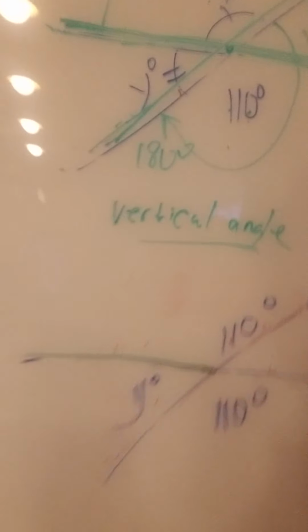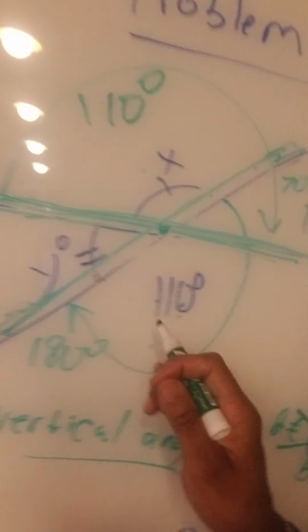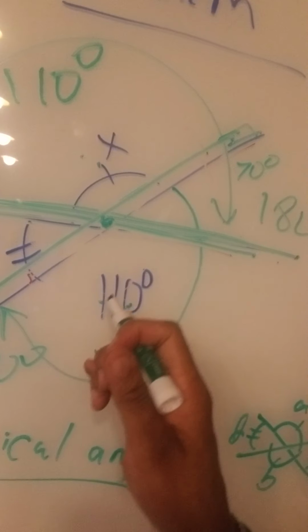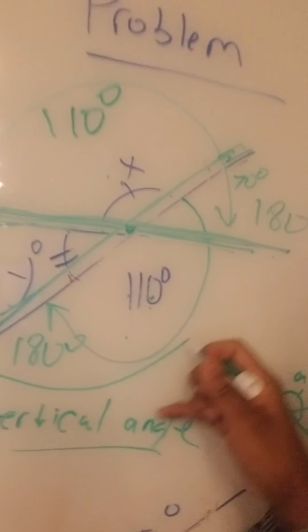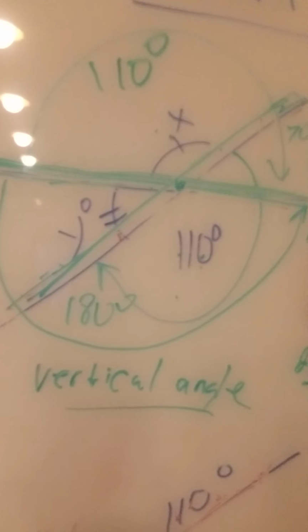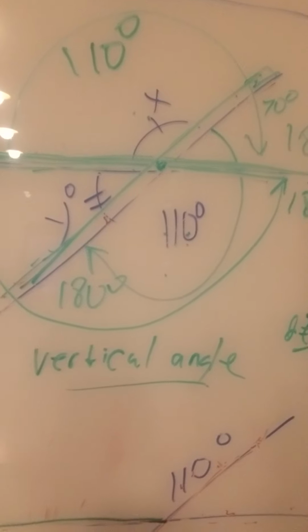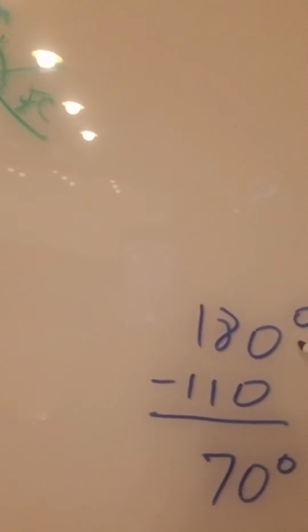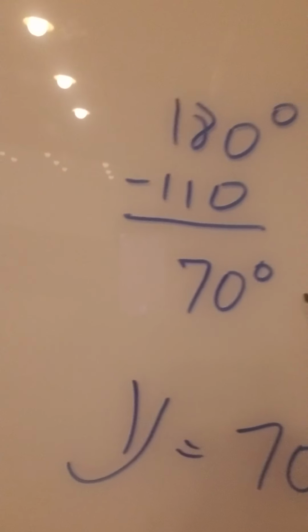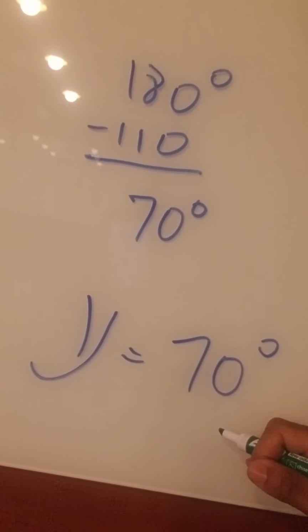All right, let's look at number 2. Number 2 says find y. Well, I showed you up here using the flat line rule that if this is 110, this has to be 70, right? Because this whole thing, remember, is 180. Correct? So if this whole thing is 180 and this is 110, this has to be 180 minus 110, which is 70 degrees. So y equals 70.